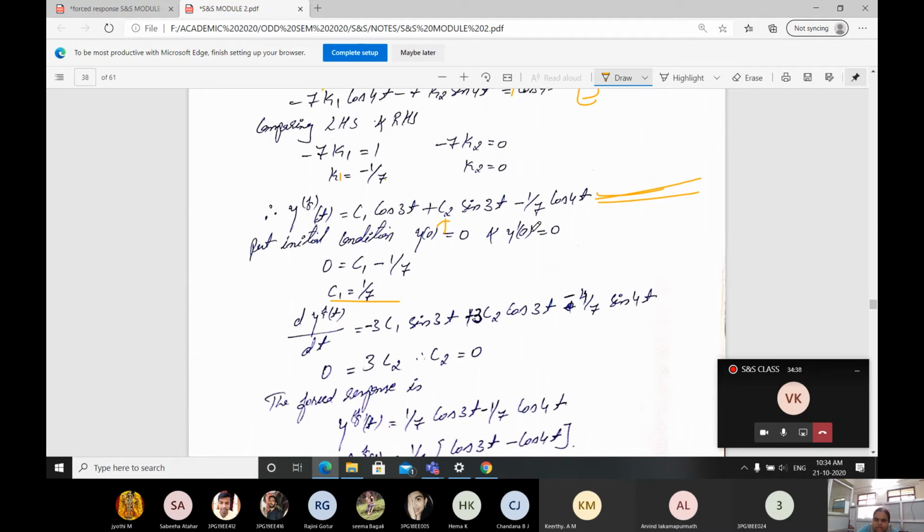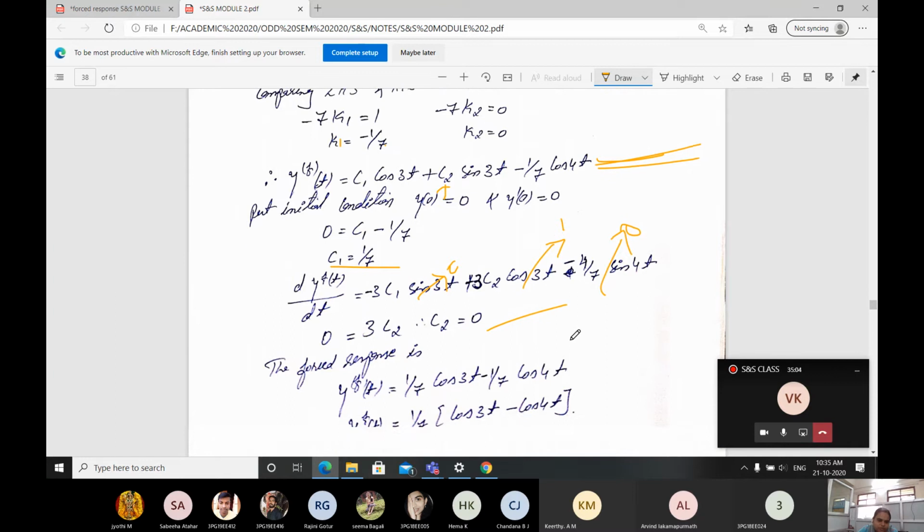Then take y dash of 0 is equal to 0. Therefore, it will be 0. Sin theta is 0. Again, this value is also going to be 0. Therefore, what is left over? That is c. Cos of 0 is 1, right? Cos 3t, when t is 0, it will be 1. You will be getting 3 c2 is going to be equal to 0. Therefore, c2 is also going to be 0.